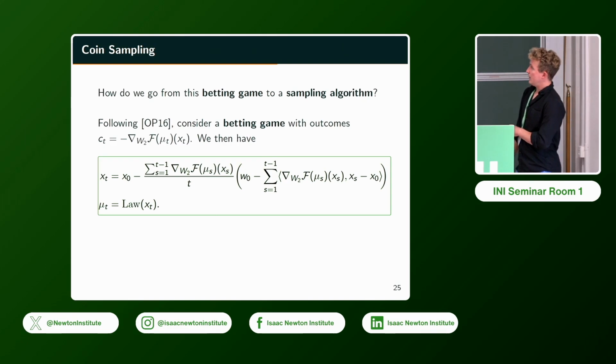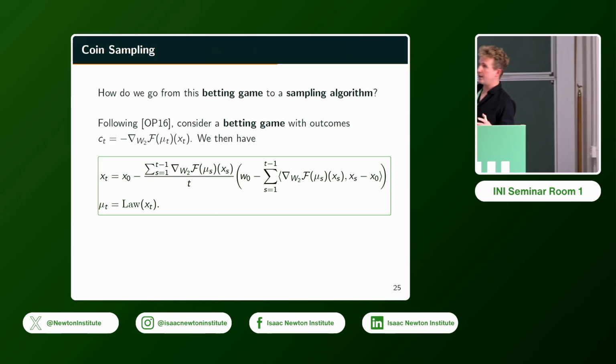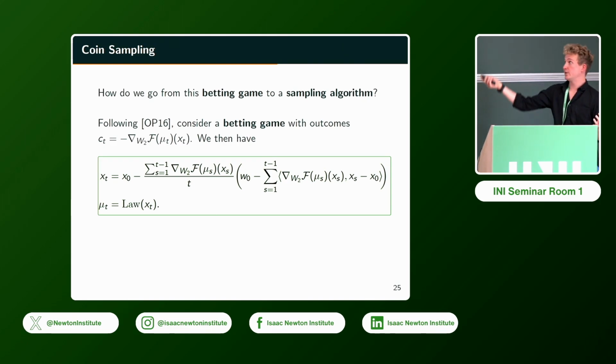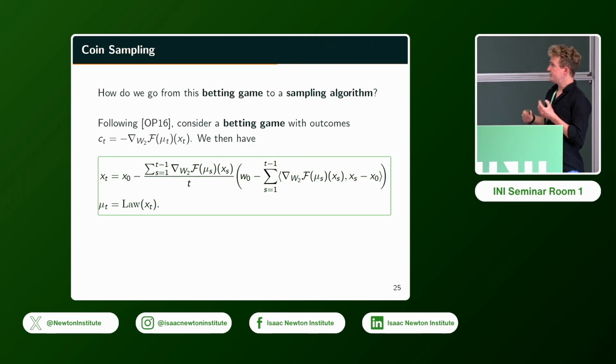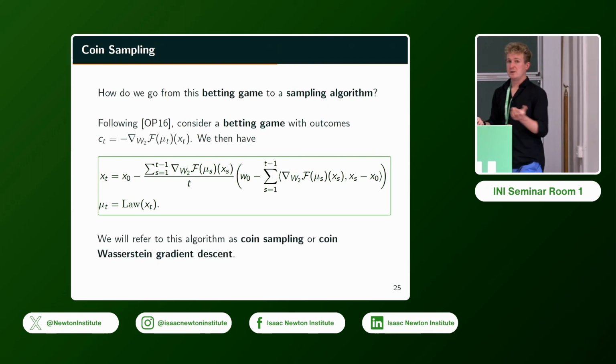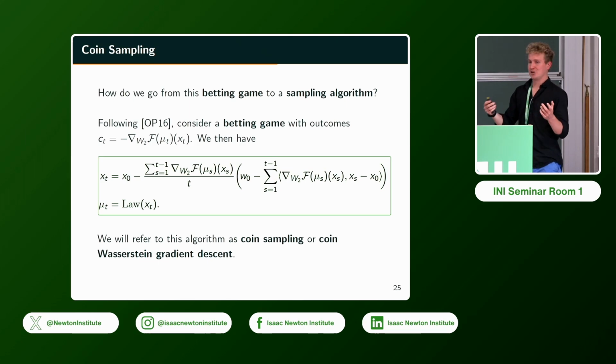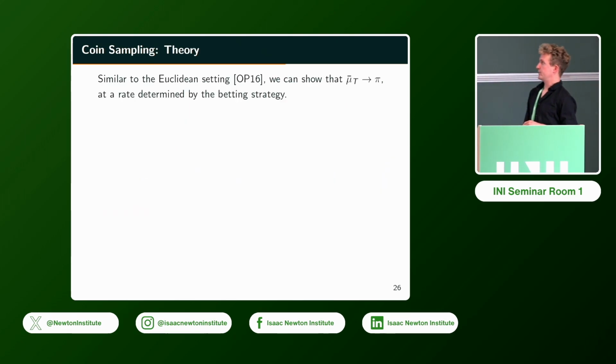Okay, so how do we go from this to a sampling algorithm? Well, again, we play the same trick as before. We're going to set the outcomes of this betting experiment equal to the negative Wasserstein gradient, substitute that in, and the hope is that we're going to end up with a sampling algorithm. And this is what we're going to call coin sampling or coin Wasserstein gradient descent.